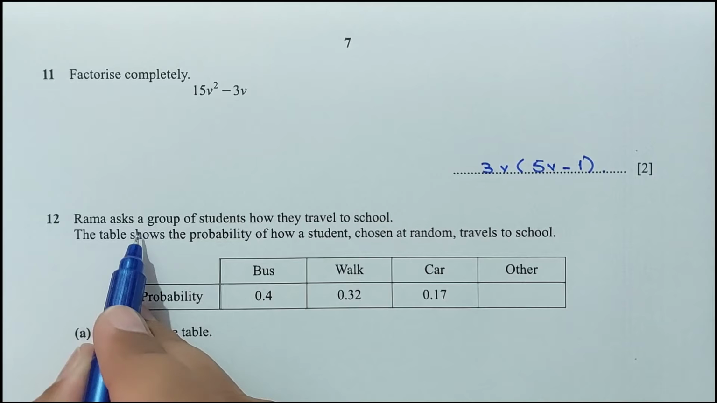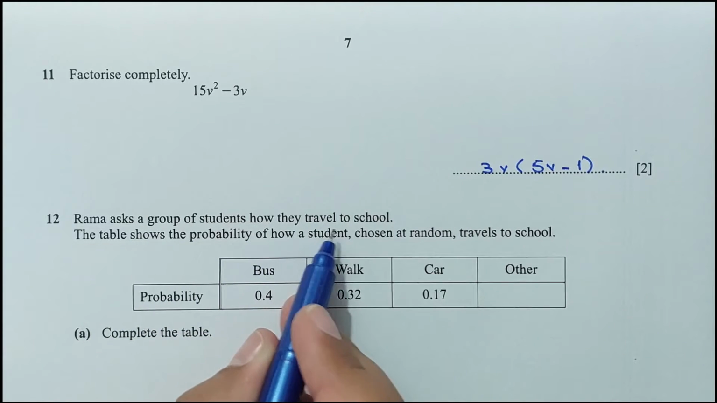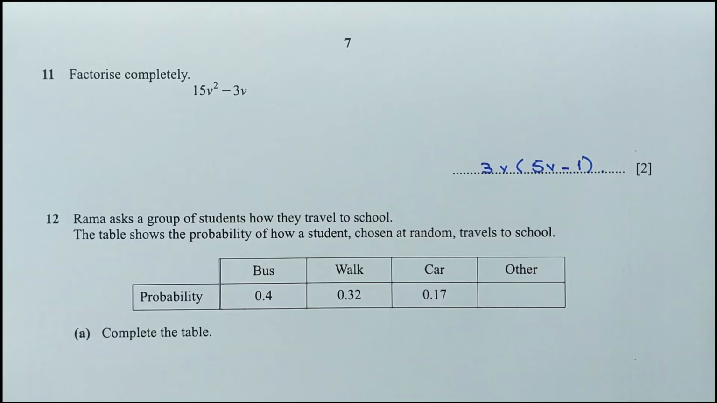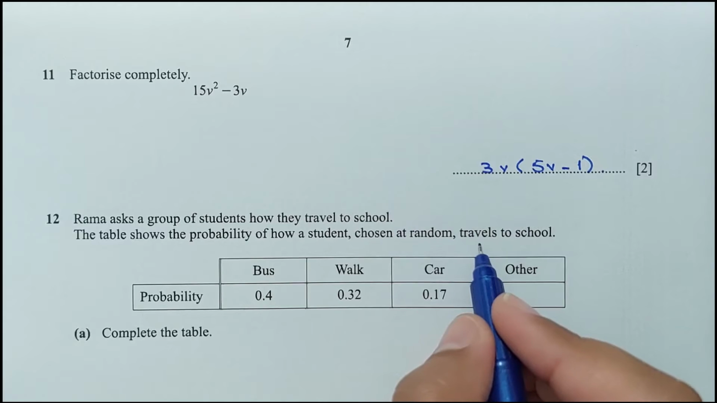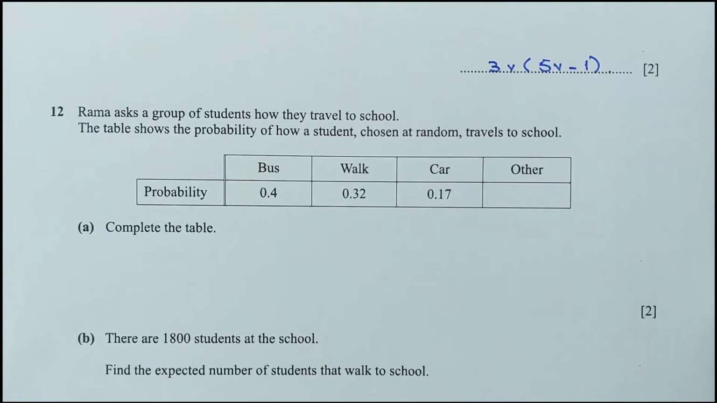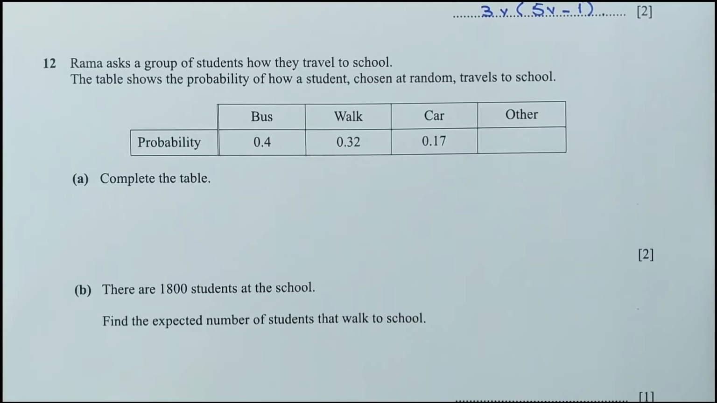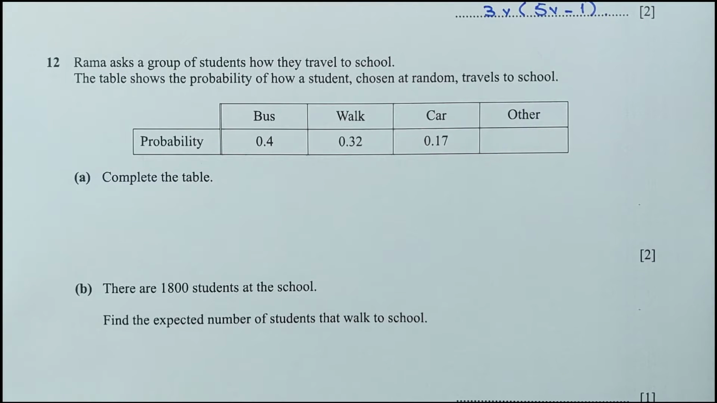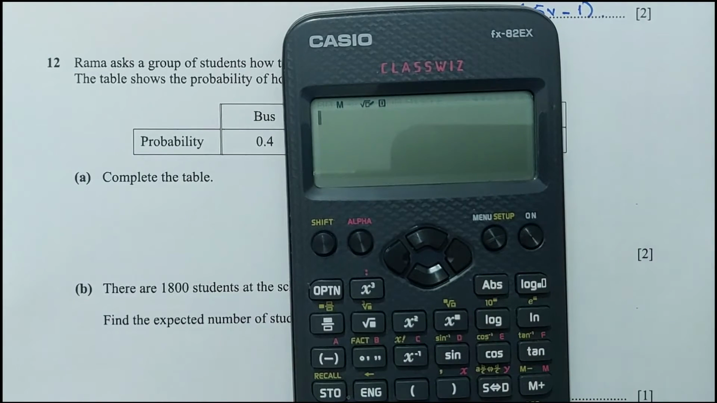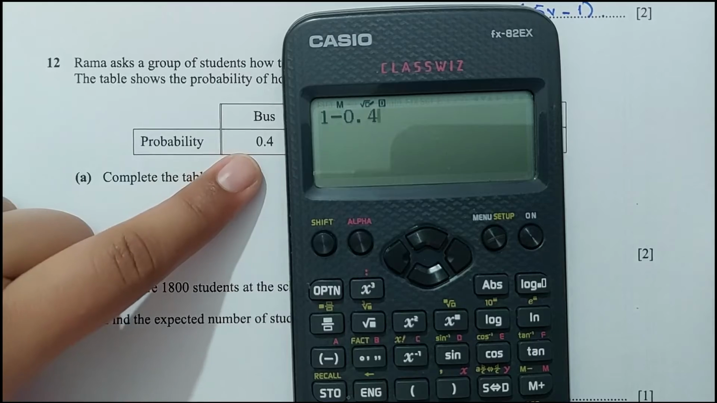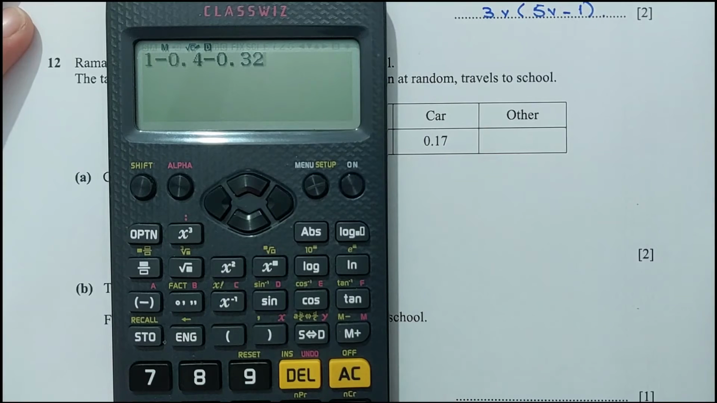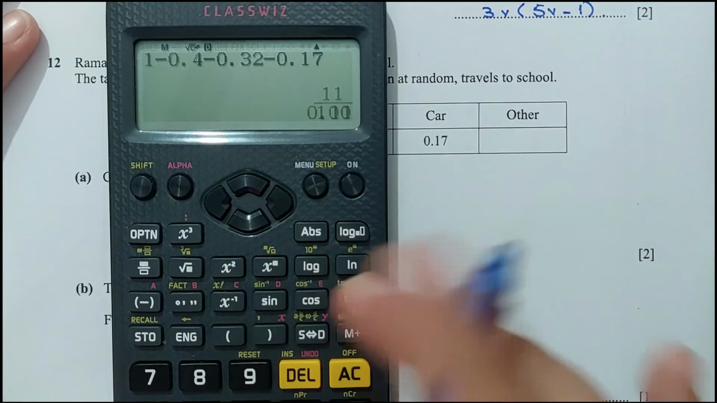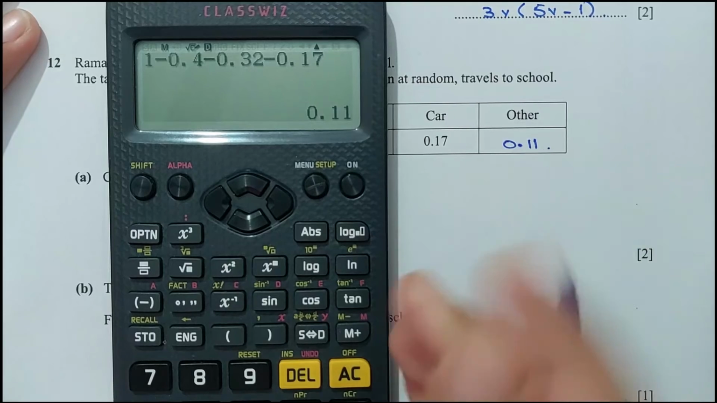Question number 12, Rama asked a group of students how they travel to school. The table shows the probability of how a student chosen at random travels to school. The probability is by bus, walk, car, and other. Part A, complete the table. As we know, the sum of all probabilities always equals 1. So 1 minus 0.4 travel by bus, minus 0.32 travel by walk, and minus 0.17 by car, the others is 0.11, right?